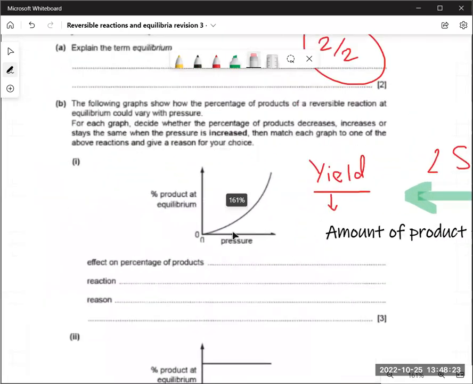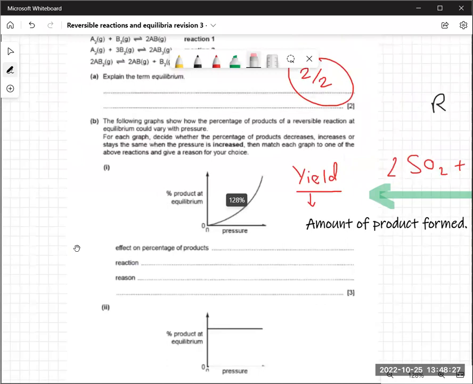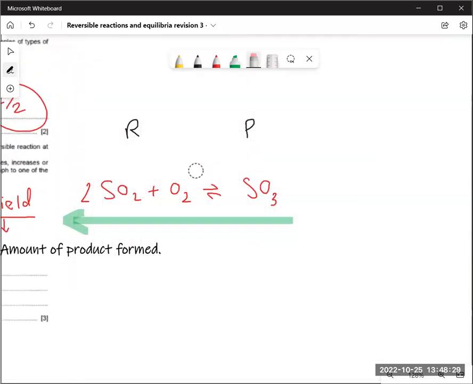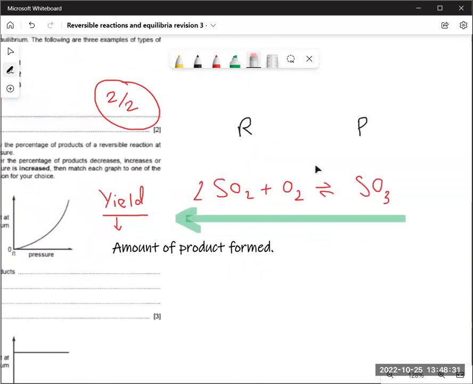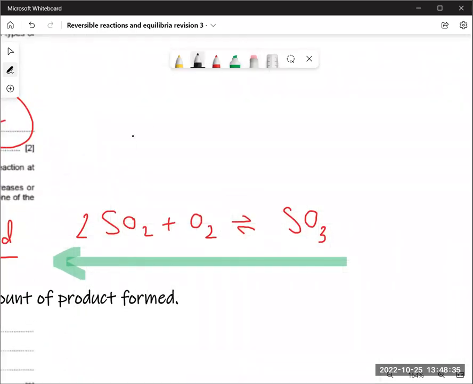Now we'll look at this right here. They're telling us this is the graph. Or I can also show you what happens. Now, Anas, can you tell me which side has more particles? How many particles are on the reactant side? 3. Good, that was quick. And on the product side?